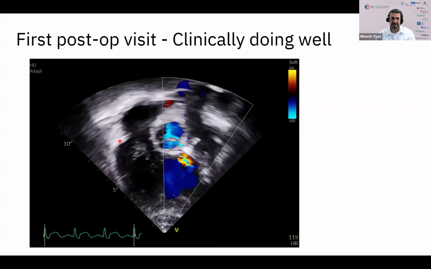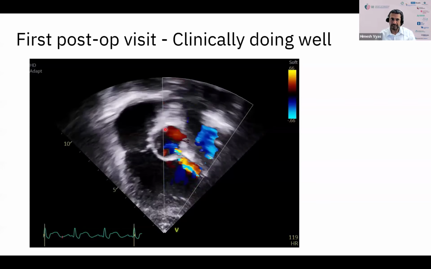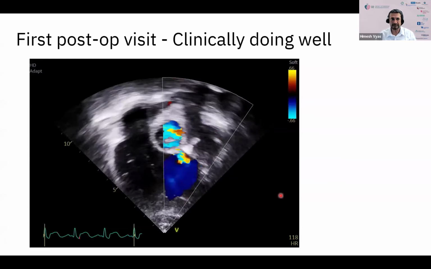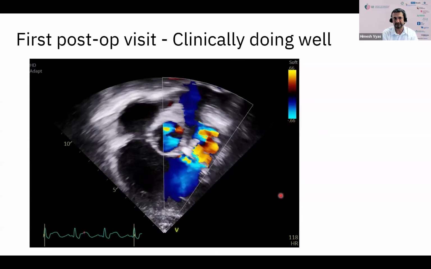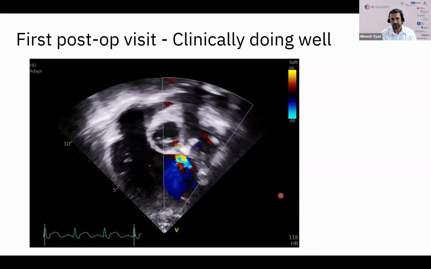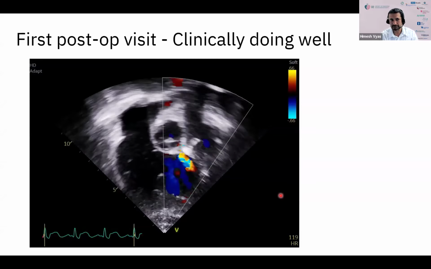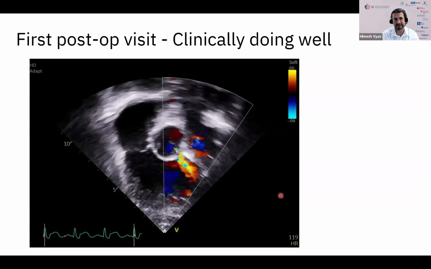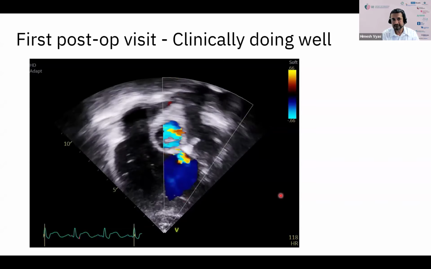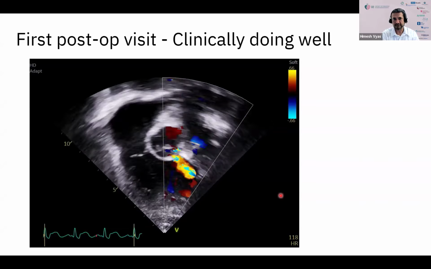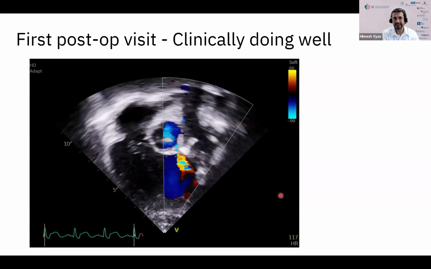What we see here is this RV inflow outflow tract view, and you see continuous shunting from the aorta to the right ventricular outflow tract. So this patient had developed a fistula from the right coronary cusp to the right ventricular outflow tract, exiting just below this bioprosthetic valve. We looked back at the TE images from post, and we certainly did not see it at that time. Could it have been missed?